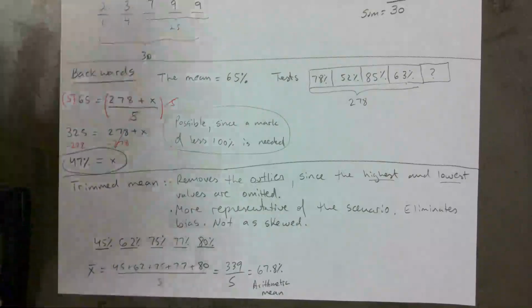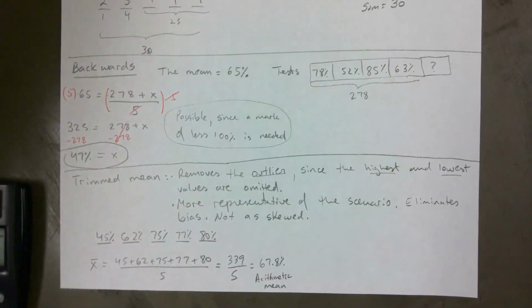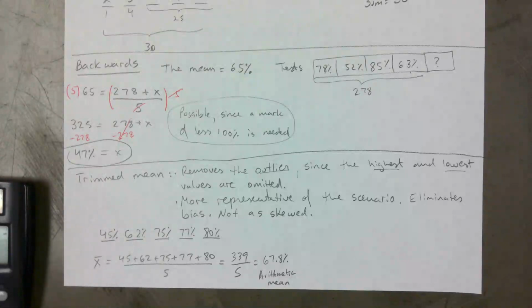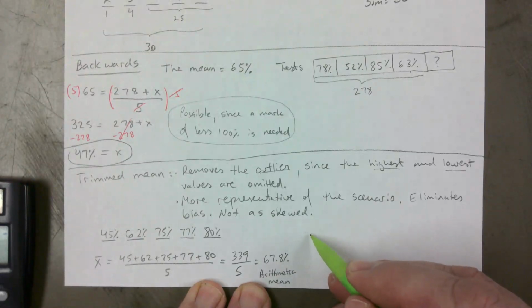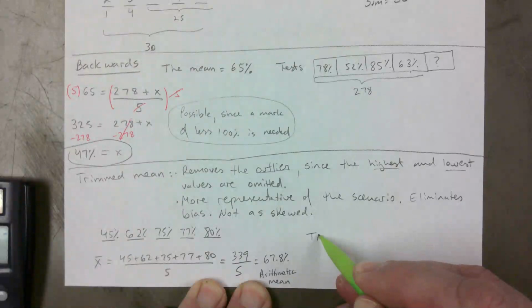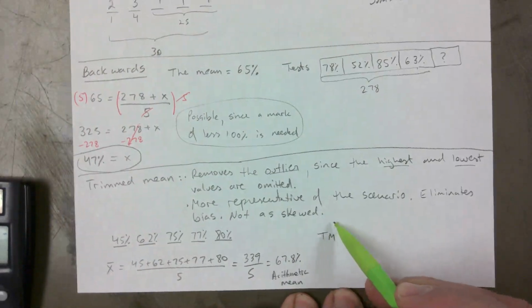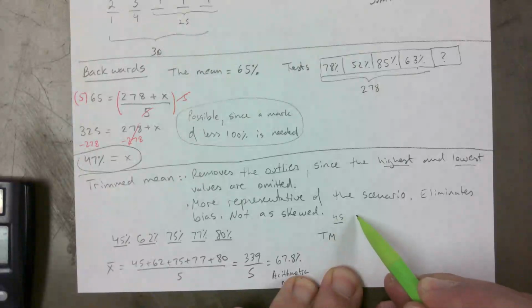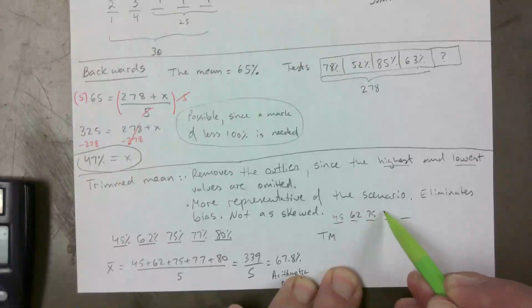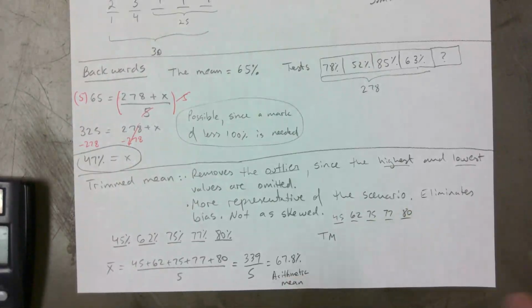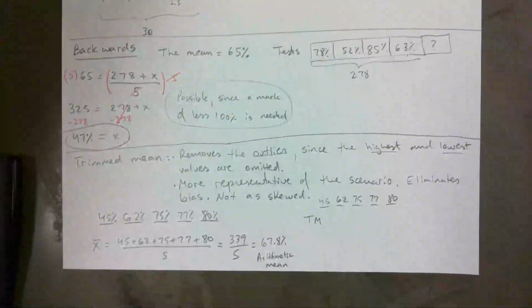Okay, where you include all values. So that's one of the things, the difference between them. Okay, versus the trimmed mean. If you figure out the trimmed mean, we would, I'll just go 45, 62, 75, 77, and 80. Obviously, you could have a whole lot more values than that.